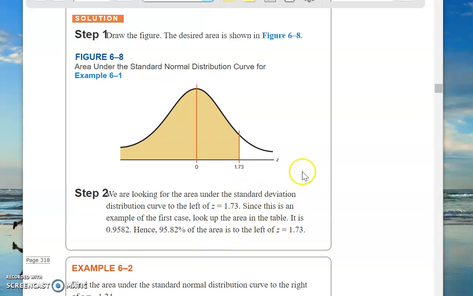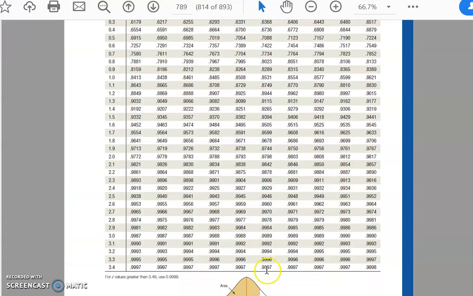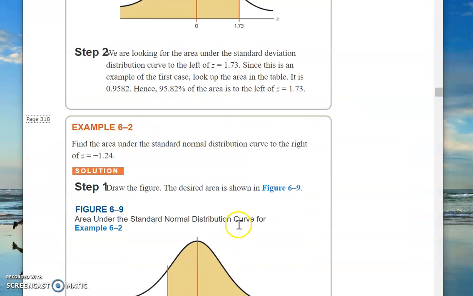All right, so that illustrates how we use this table here. Now, all of these are going to be basically the same idea. It's very important, though, that you understand that this concept is the area under the curve to the left of any particular z value that you are interested in. The picture at the bottom of the table here reminds you of that.